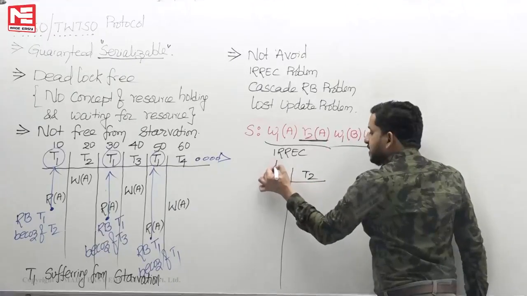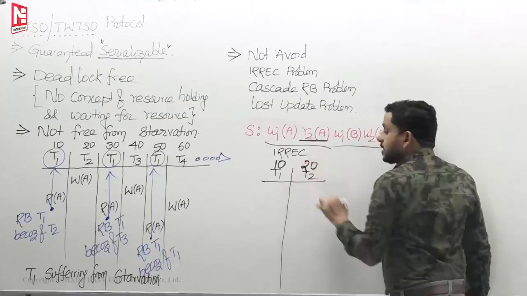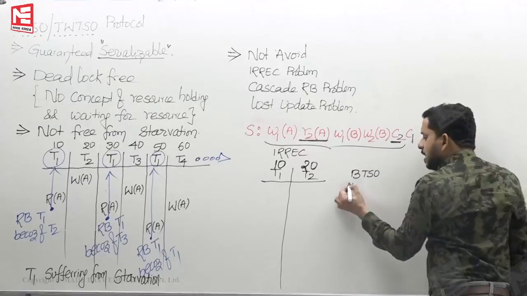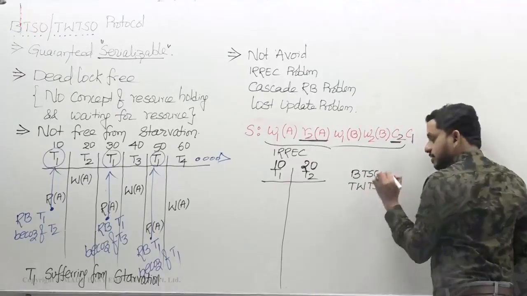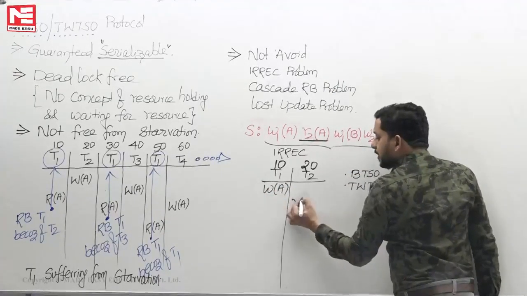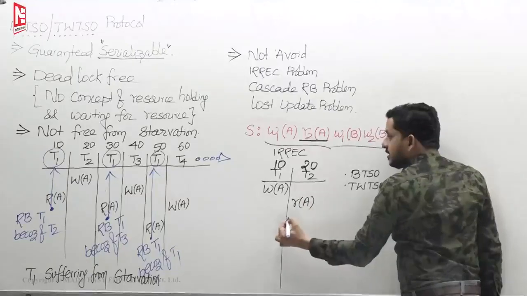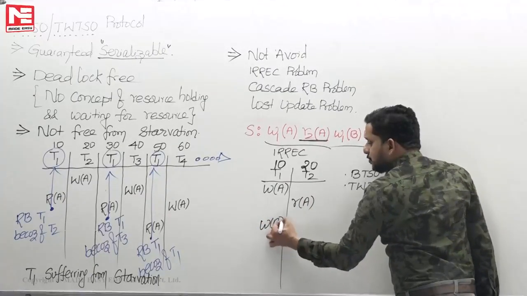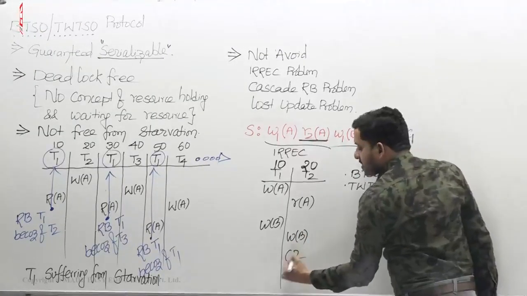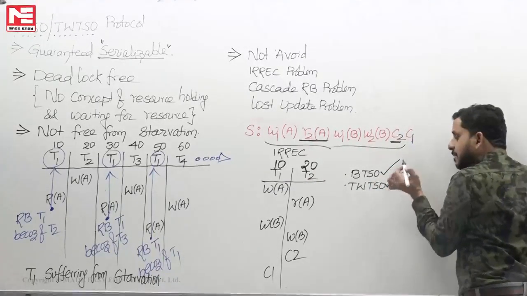If I execute by using basic timestamp or Thomas Write rule timestamp, assume the timestamps are 10 and 20. If I execute with either protocol, T1 write of A is allowed and T2 read A is allowed because the precedence is T1, T2, same as the timestamp order. T1 write B is allowed, T2 write B is also allowed. We don't bother about commit order; any transaction can commit first. The schedule is allowed by basic timestamp and by Thomas Write rule.